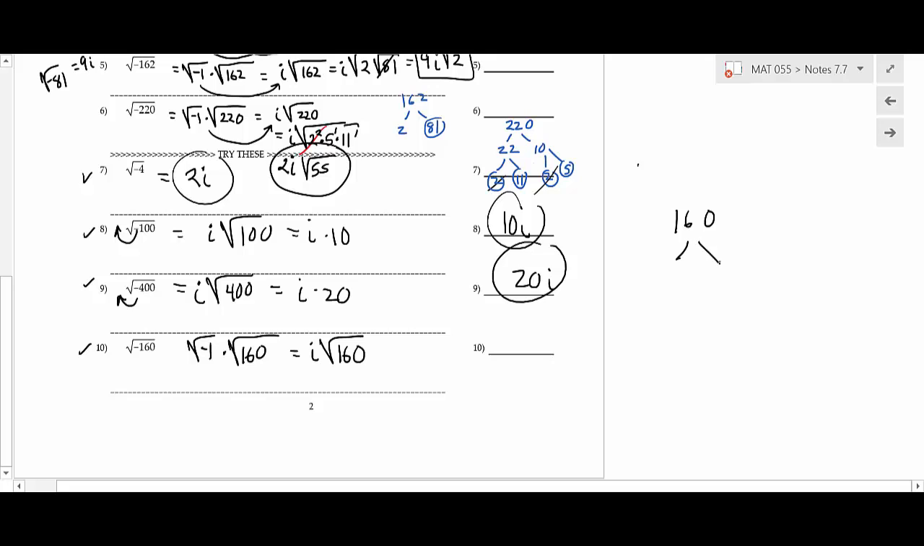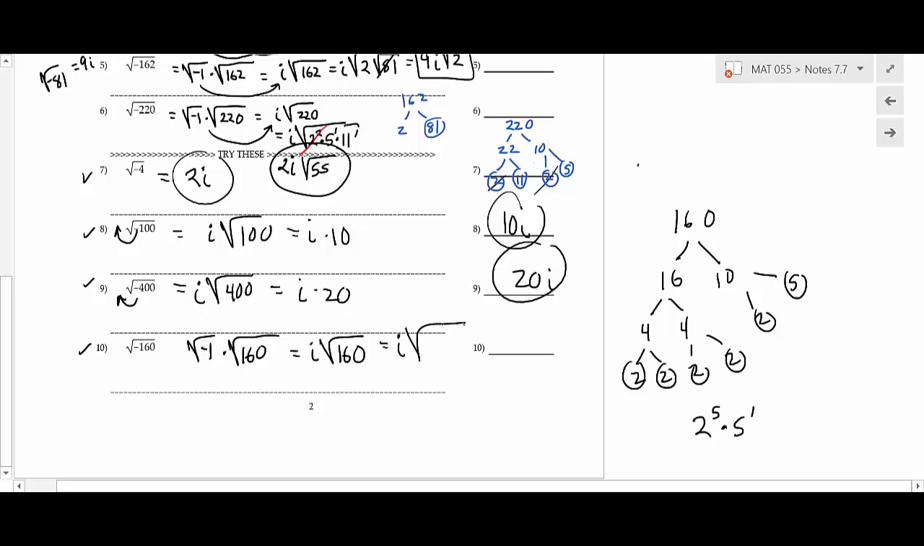Let's go that way. So you could start with 16 times 10, and I'm going to take this to the end, you don't have to, but I'm going to do that. That's 4 times 4, that's 2 times 2, okay, and then this is 2 times 5. So if you did your factor tree correctly, it looks like you have 5 2's, and you have 1 5. That's what you have. So if you want to do the problem this way, then your next step you could go like this. Okay, you'd have 2 to the 5th times 5 to the 1st.